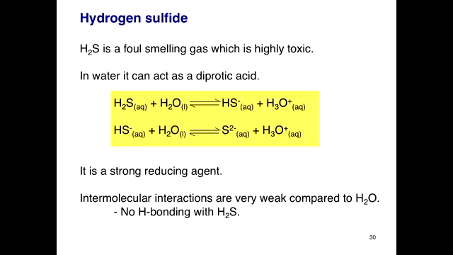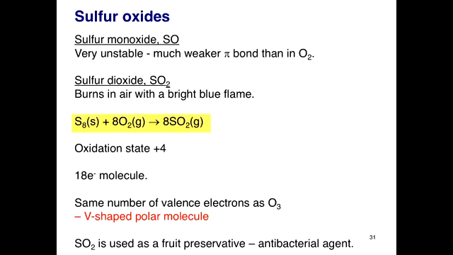But H2S can lose a proton, it can go to HS-, and then HS- itself can lose another proton. So we can consider H2S to be a diprotic acid. It's only a weak one, but it can lose both of those protons. The hydrogen-sulfur bond is not very polar, and so hydrogen bonding is not important. That's why hydrogen sulfide is a gas. The intermolecular associations are extremely weak.